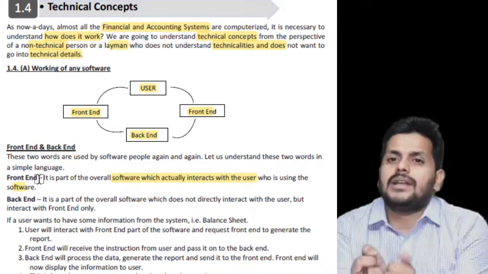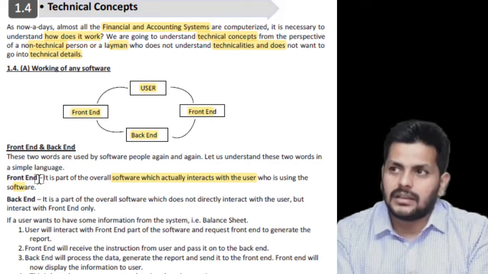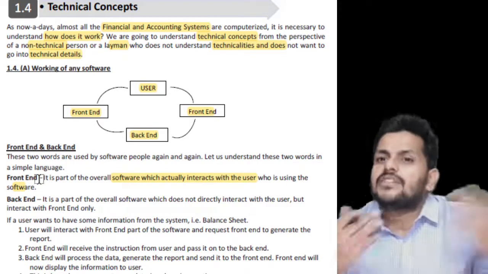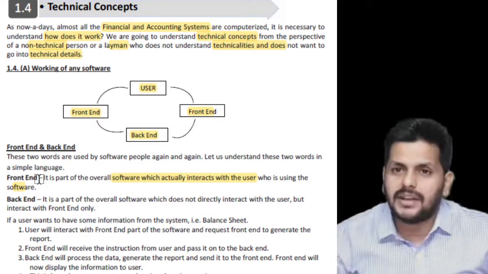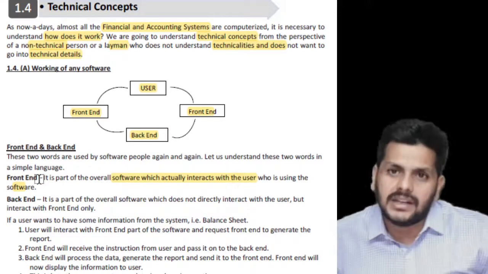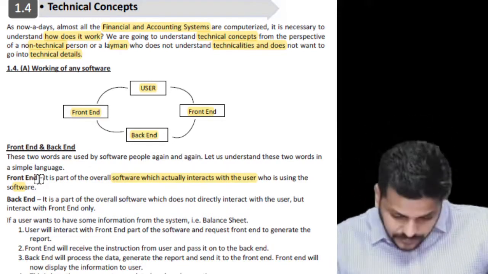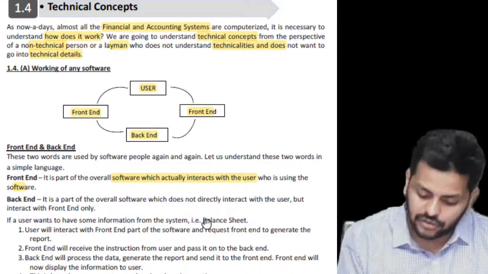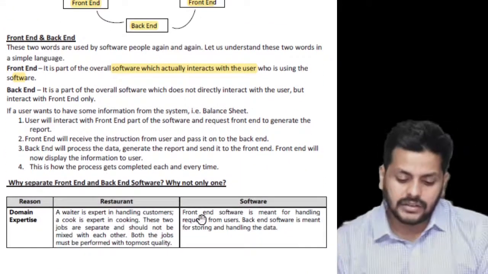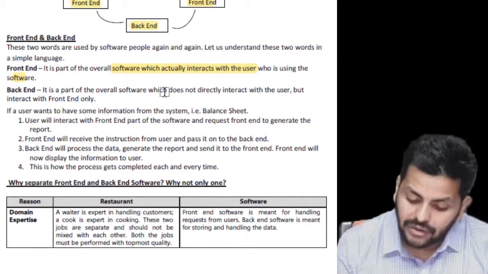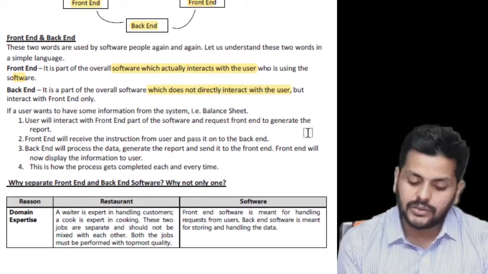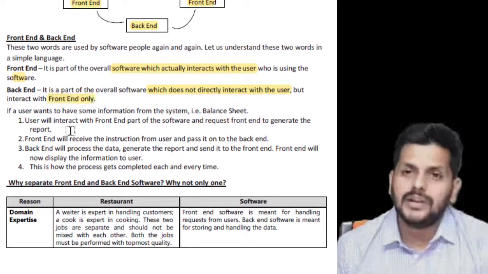Now WhatsApp, you touch and interface with it. Or any games, you touch and play. So touch is the interface. Voice can be the interface. Drawing can be the interface. Any interface. Backend. Look at backend. Little extra explanation is given for the backend. Check this out. Backend is the overall part of the software which does not directly interact with the user, but it interacts with the front end only.